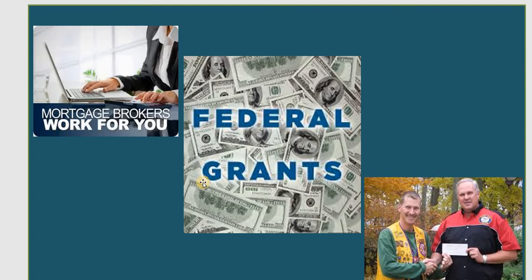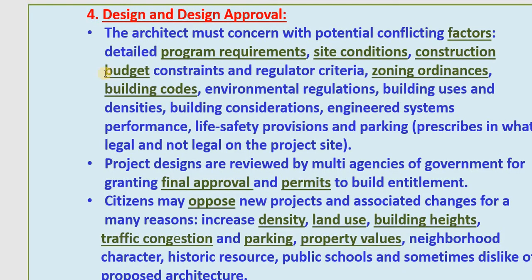So money is the first thing, and also something we need to do for the projects. Design and design approval. Before you start everything, the architect must be concerned with the completion factor, detailed program requirements, site condition, construction budgets, and after that zoning, building codes, and they need to follow everything like life safety provisions, everything for community service. And after that they go with final approval or the permits.